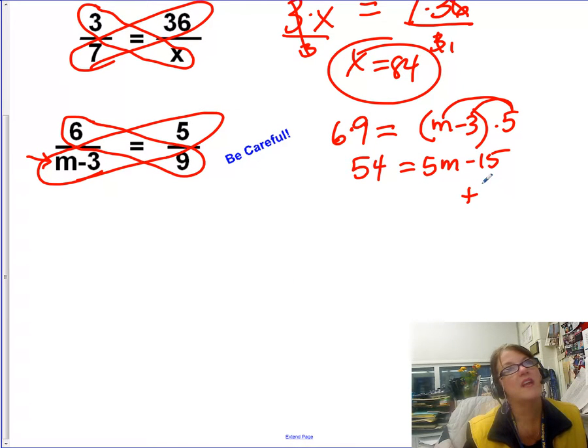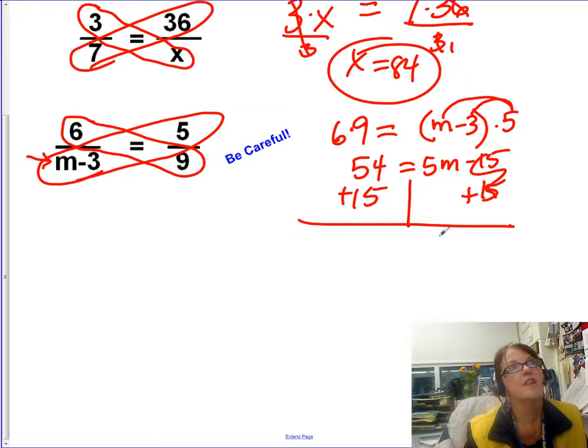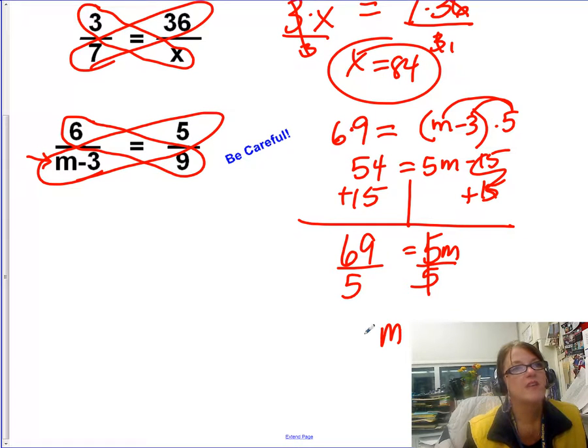And don't have a panic attack because your answer is not going to be a perfect whole number. That goes away. And you end up with this equaling 69, which we're going to have to divide by 5. And you should get m is something like 13 and 4/5, or 13 and 8/10, 13.8. This is when I would definitely be checking your answer, because this one is so not obvious.